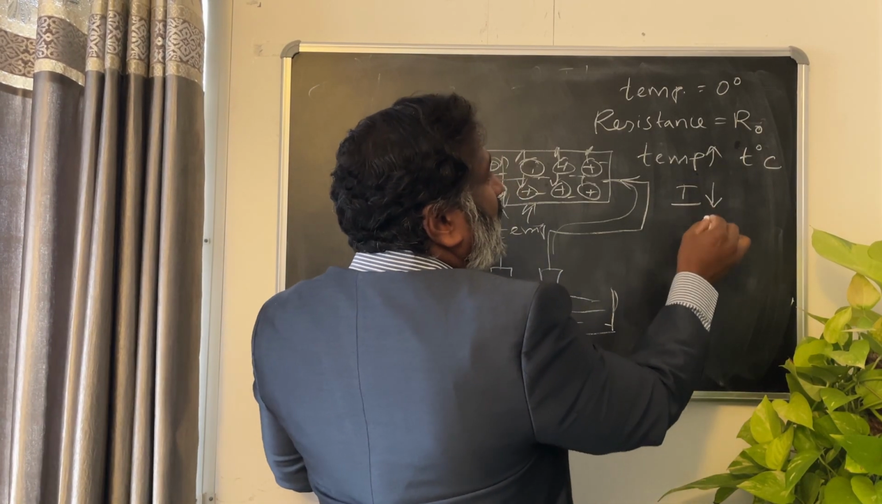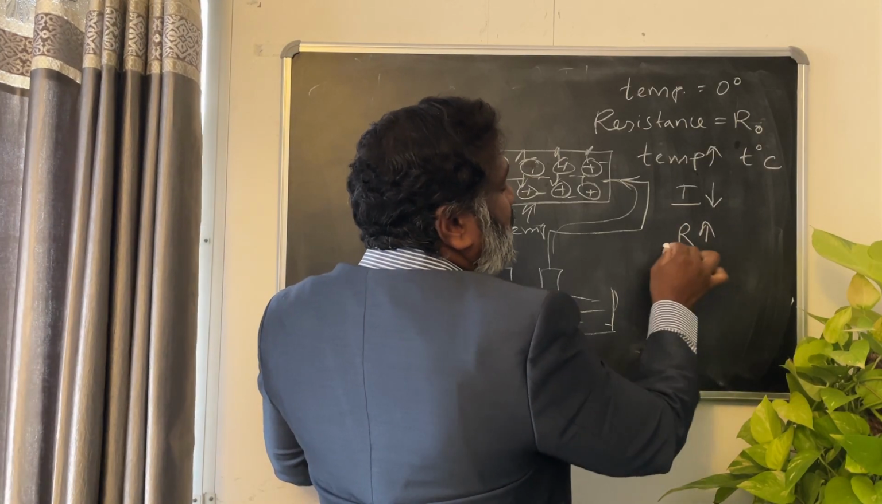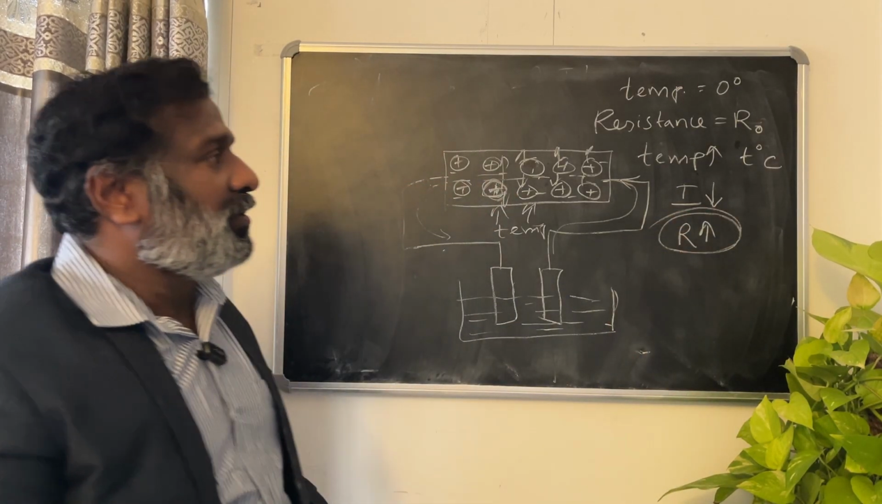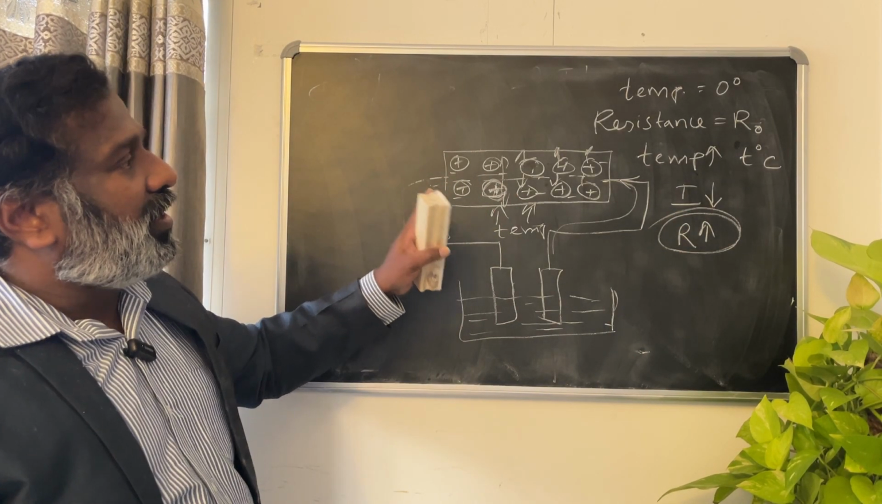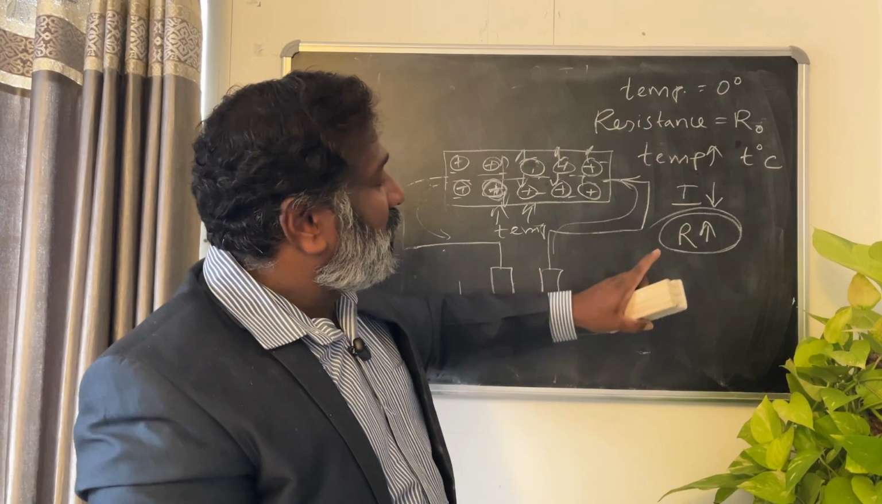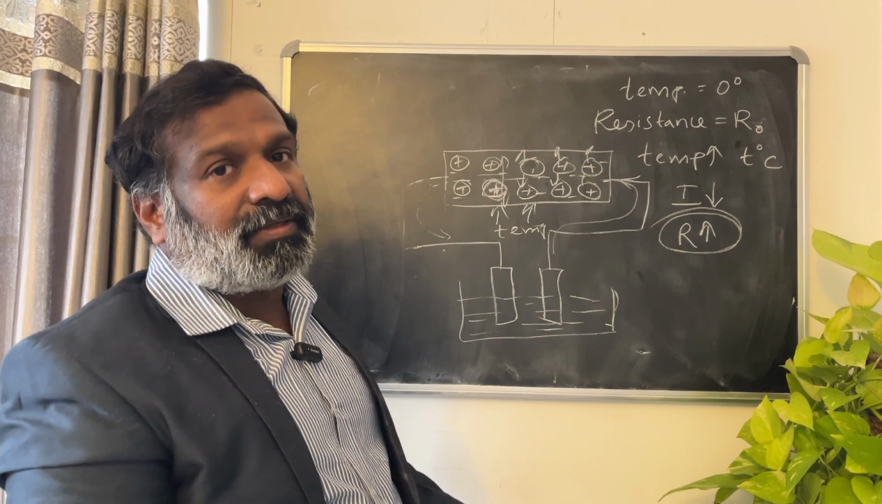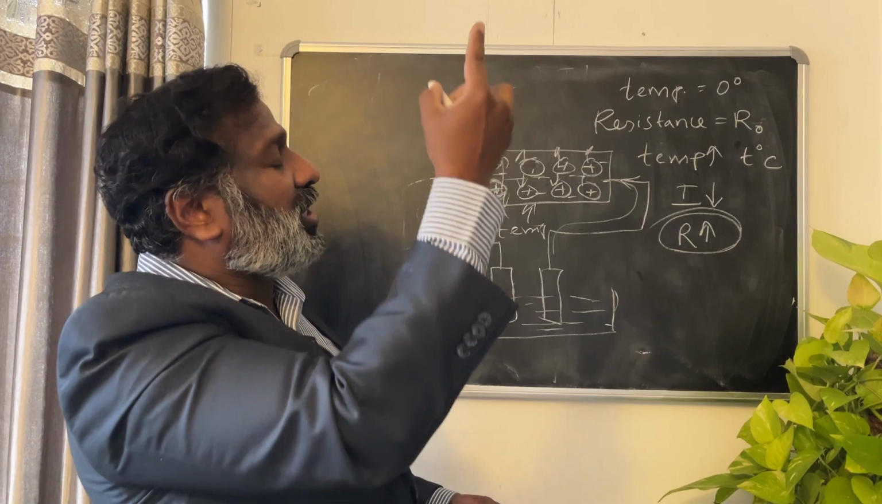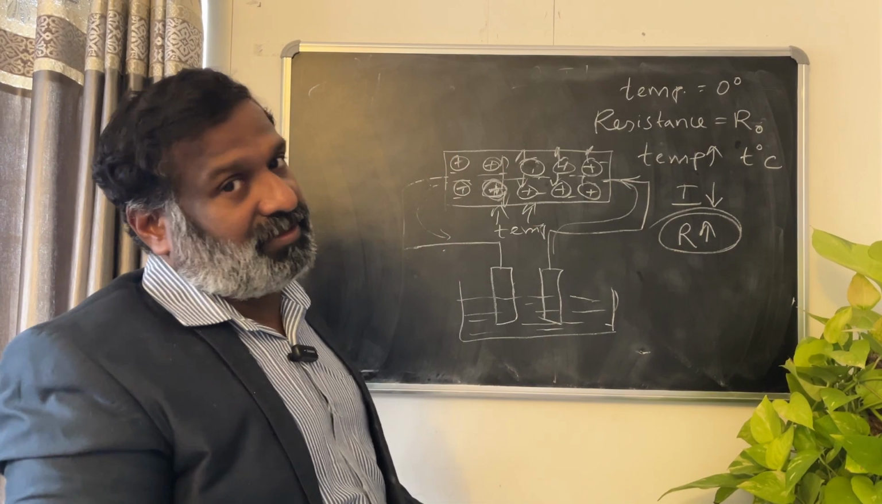If there is a decrease in current, it means resistance is increasing. So in a conductor, when I increase temperature, resistance will also increase. In an insulator, when I increase temperature, resistance decreases. Clear?